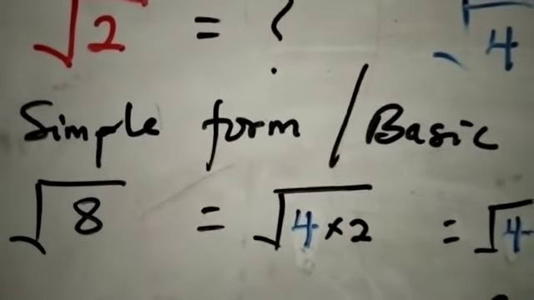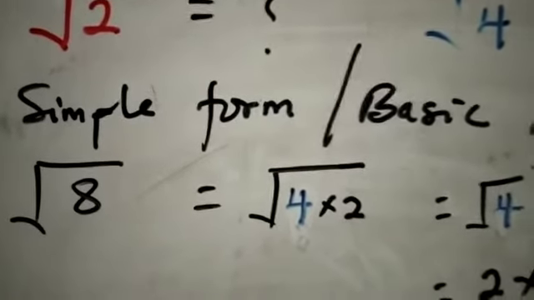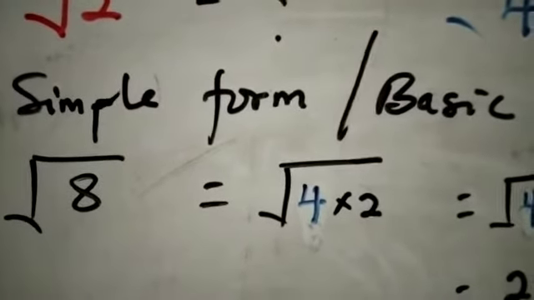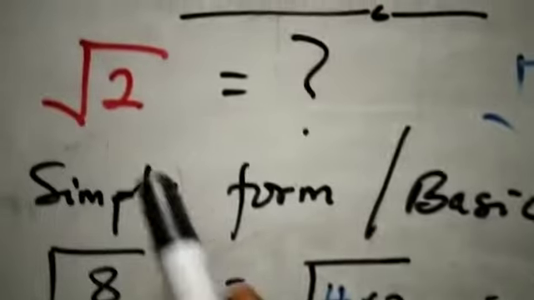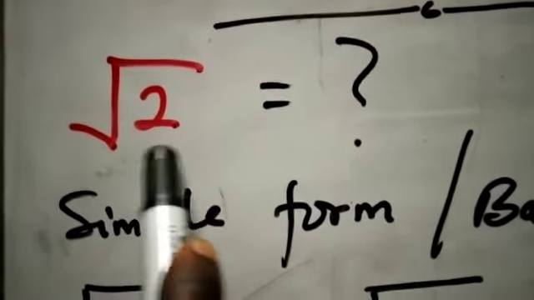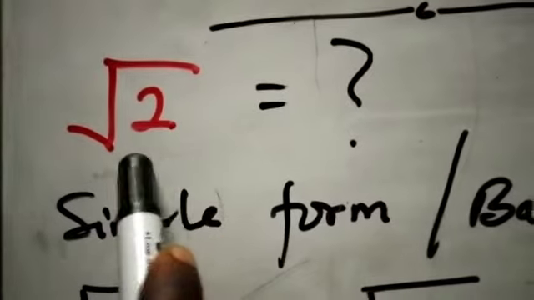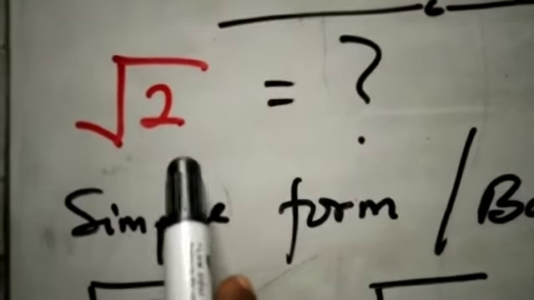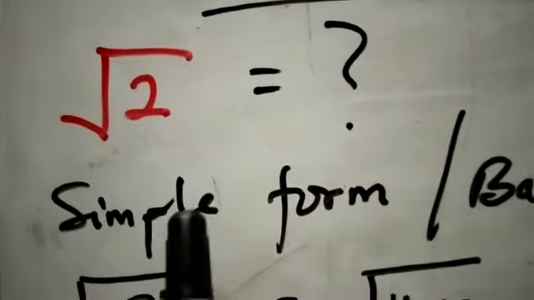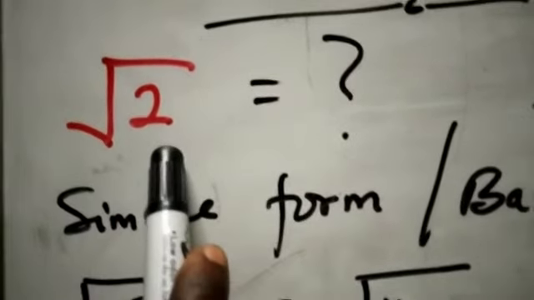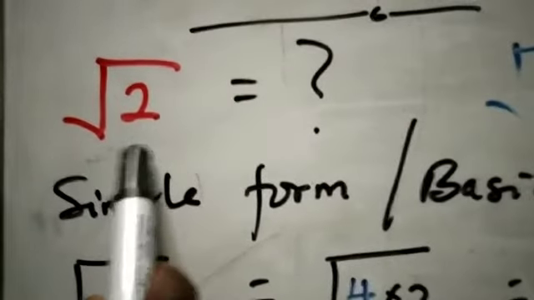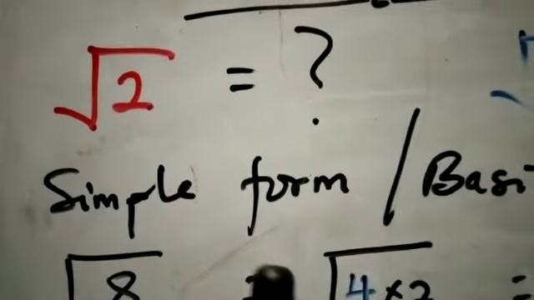So what is the simplest form of a set? It's a form whereby when you pick that number, you cannot do anything about it again. Just like the square root of 2 that I'm having here, you see, you cannot do anything about this, right? You cannot proceed to have a different answer apart from this square root of 2. That is what I mean by the simple form or the basic form of a set. Is that okay? In case I can do anything about this one again, then it is not in the simple or the basic form.